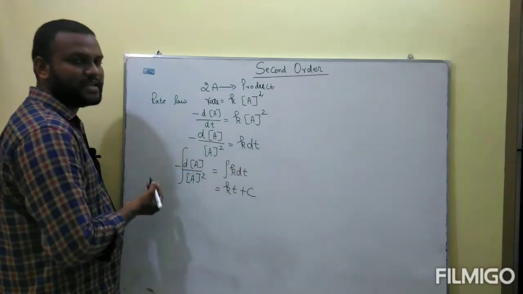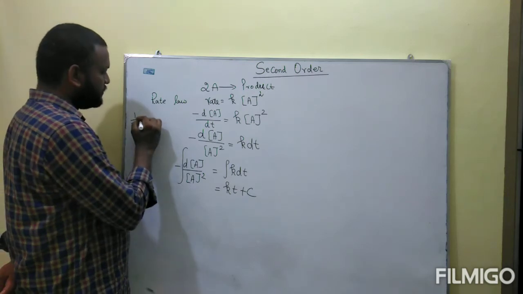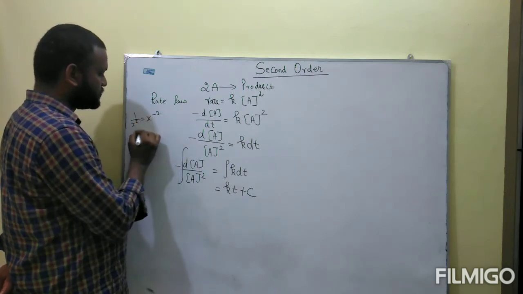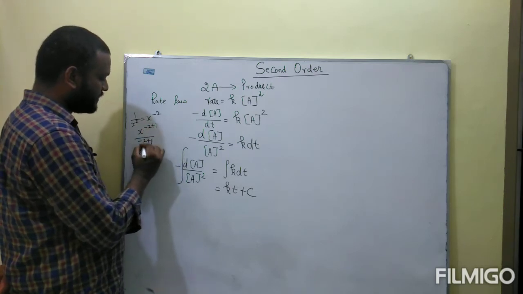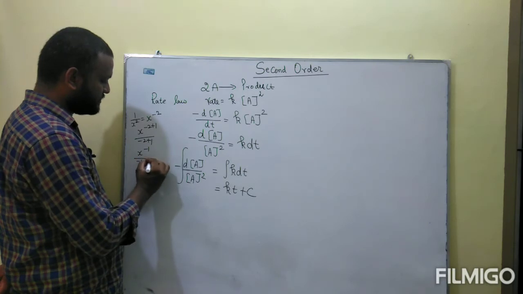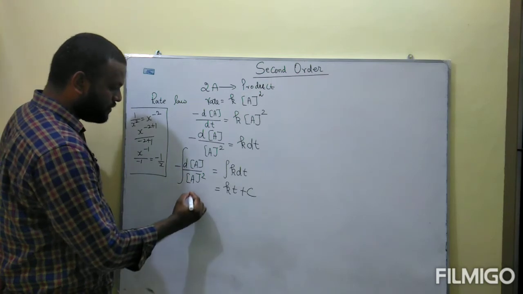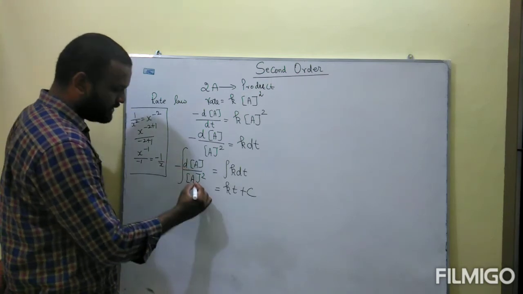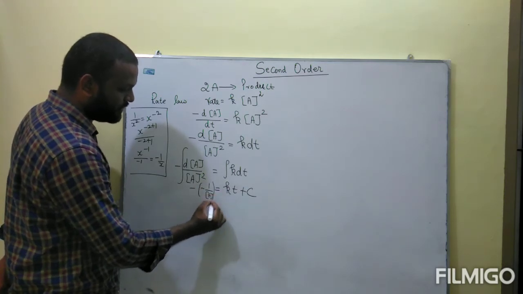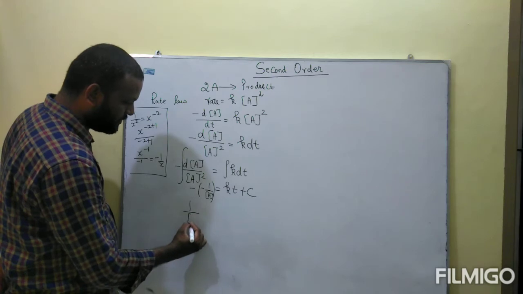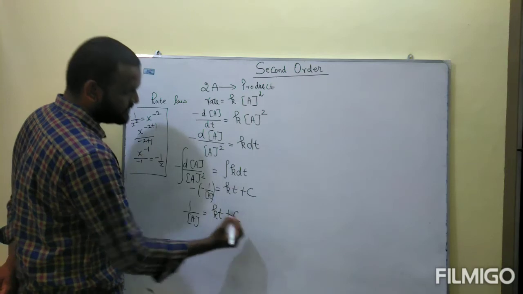Here consider minus dA by A square, which is simply x square, so x power minus 2. Integrating gives x power minus 2 plus 1 divided by minus 2 plus 1, which is x power minus 1 divided by minus 1, simply minus 1 by x. Already we have a minus, so minus of minus 1 by concentration of A gives plus 1 by concentration of A, which is equal to Kt plus C.